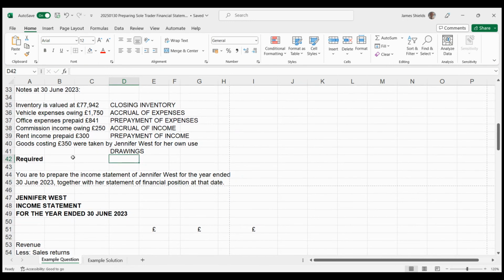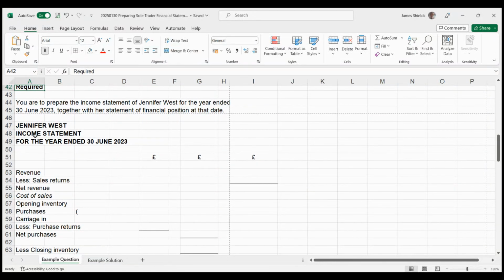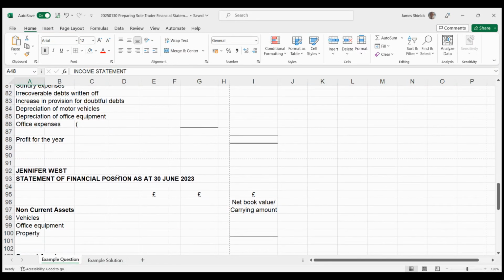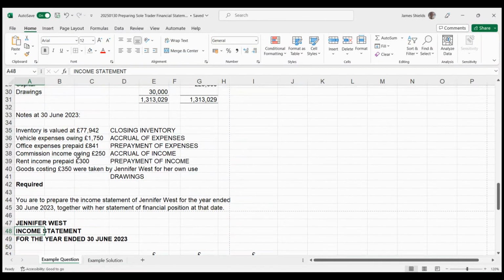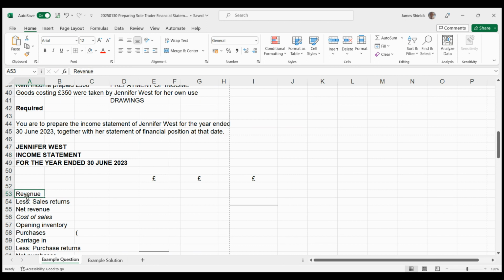Now what have we got to do then? It's required: you are to prepare the income statement of Jennifer West for the year ended the 30th of June 2023, together with her statement of financial position at that date. So here I've got a template now for an income statement for a sole trader, and also for a statement of financial position for a sole trader as well.